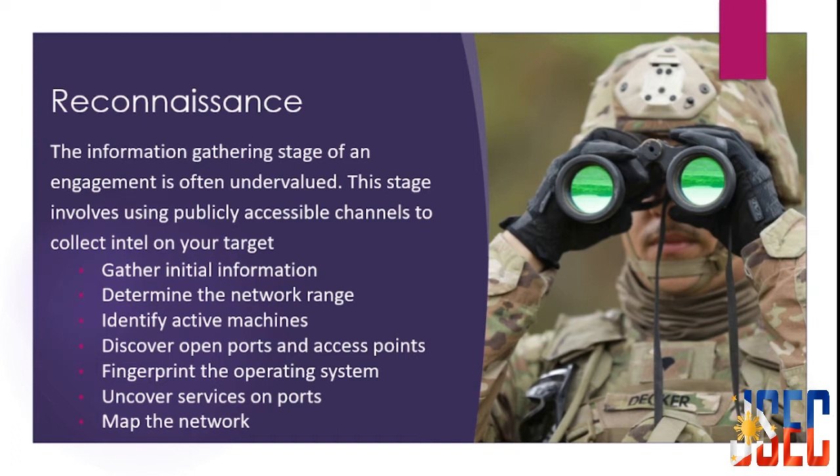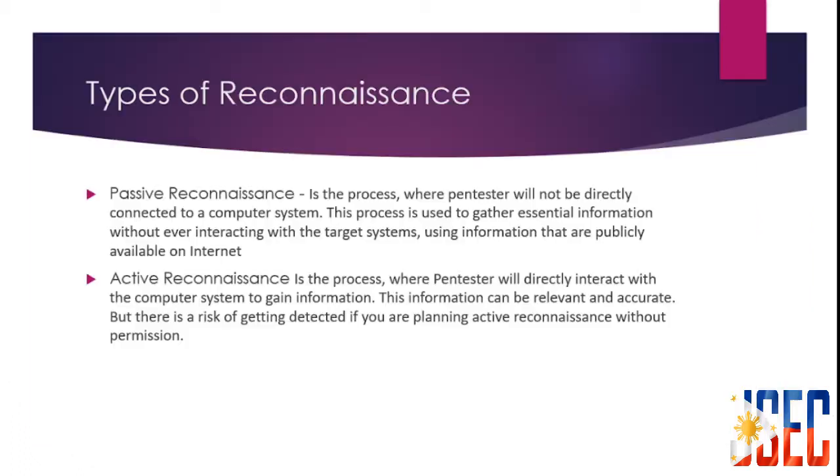Reconnaissance takes place in two parts: active reconnaissance and passive reconnaissance. Passive reconnaissance is the process where the pen tester will not be directly in contact with a computer system. This process is used to gather essential information without ever interacting with the target system, using information that is publicly available on the internet, which I will demonstrate shortly.